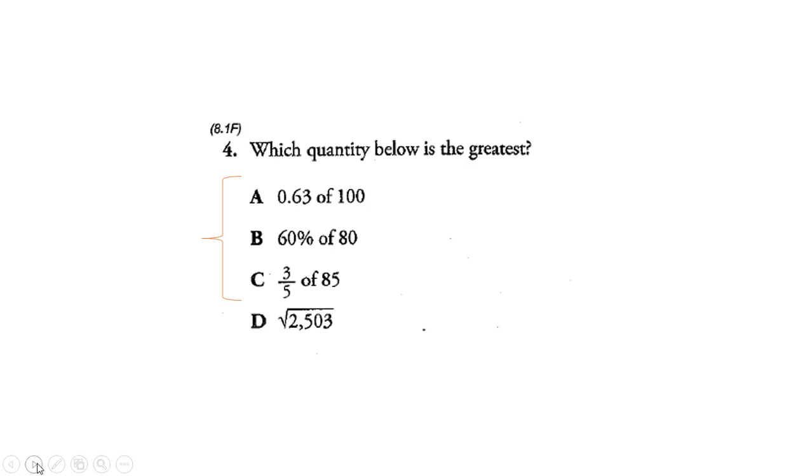Question number 4 on TEK 8.2c is typically a confusing question. Be sure to emphasize that "of" means to multiply. For instance, 0.63 of 100 means 0.63 times 100.